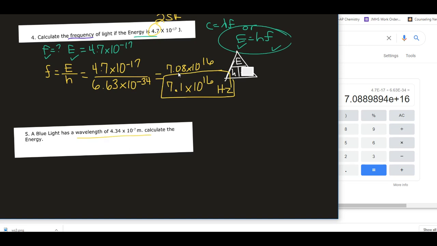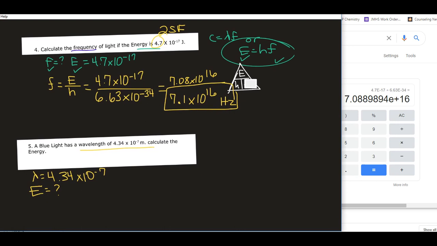Okay, for our last problem, we're going to look at a blue light that has a wavelength of 4.34 times 10 to the negative 7 meters. Calculate the energy. So writing down the givens, I see that I have a wavelength, so I went ahead and wrote lambda 4.34 times 10 to the negative 7. And then I am going to write energy is equal to question mark.